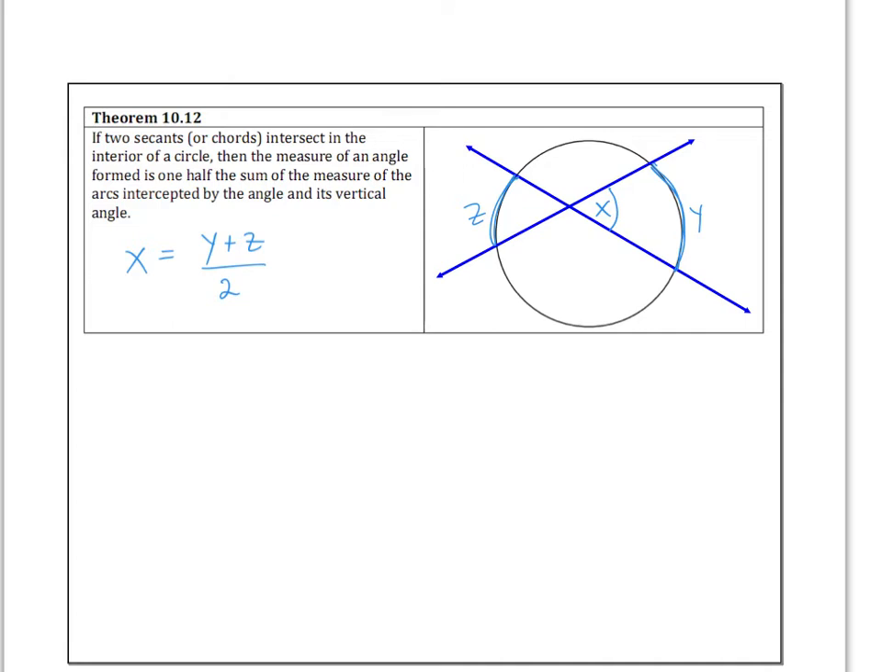I want to point out something else. This point where the two secants intersect is not the center of the circle. Remember, if your angle stems from the center of the circle, let's say this is 75 degrees, then this arc is just 75 degrees. That's a central angle, and remember, they're the same measure, the arc and the angle. That is not the case when the point is not at the center of the circle.